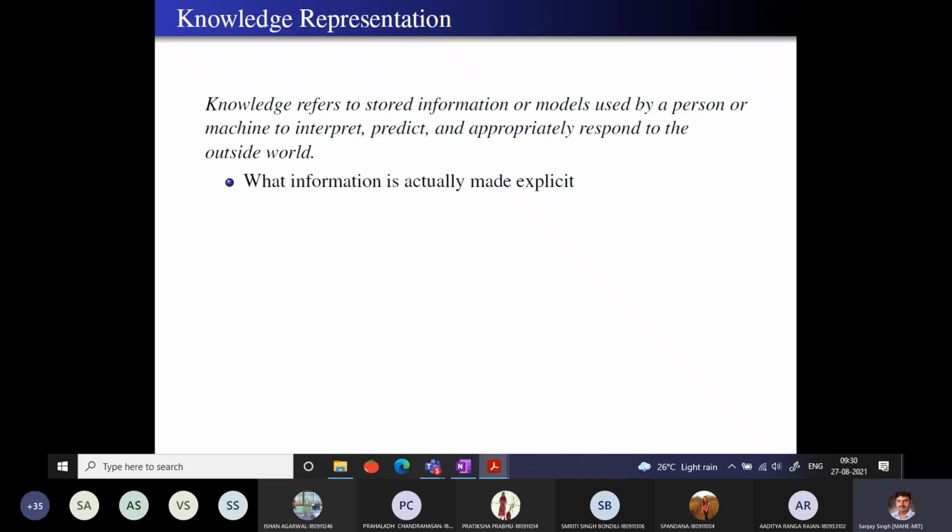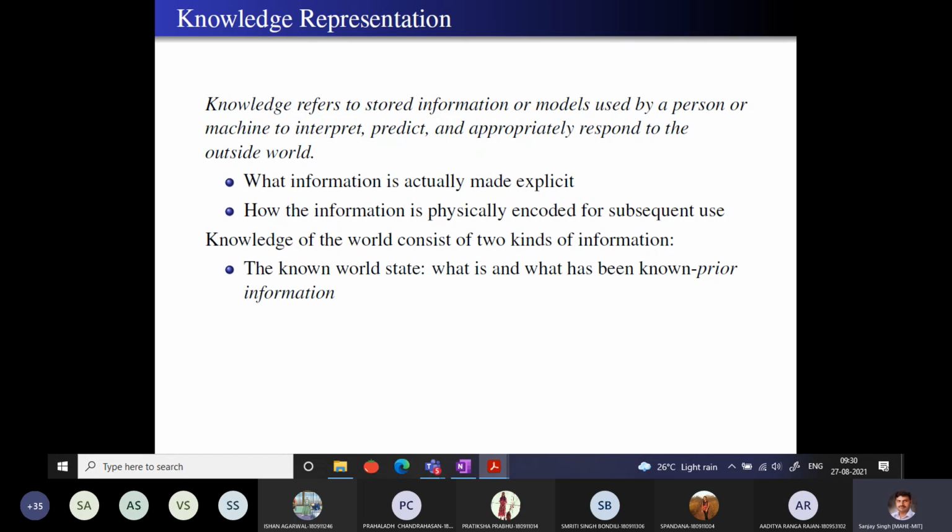Now knowledge can have many ways, but it's basically what information is actually made explicit. It depends on two factors. One is this one. Second is how information is physically encoded for frequent and subsequent use, means in what way the encoding is done so that it can be used further. So these are the two factors on which knowledge depends or is represented.